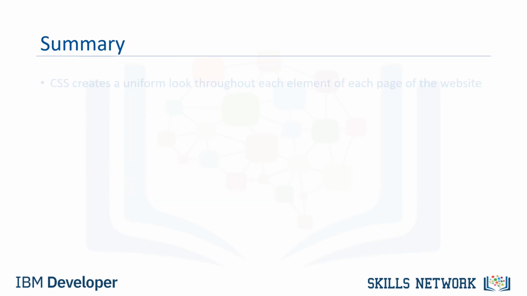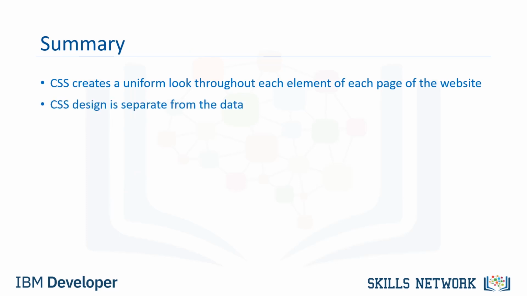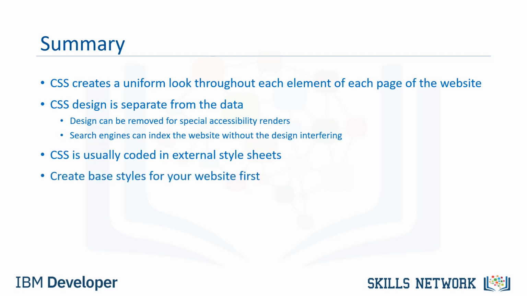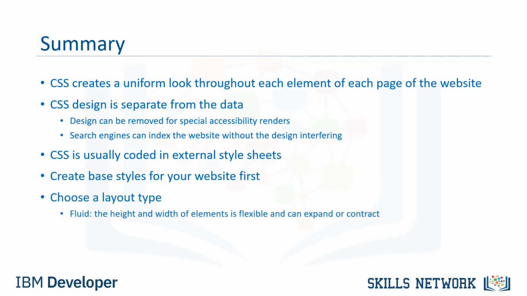In this video, you learned CSS creates a uniform look throughout each element of each page of the website. CSS design is separate from the data. Design can be removed for special accessibility renders. Search engines can index the website without the design interfering. CSS is usually coded in external style sheets. Create base styles for your website first. Choose a layout type, fluid: the height and width of elements is flexible and can expand or contract. Fixed: the height and width of elements remains the same.